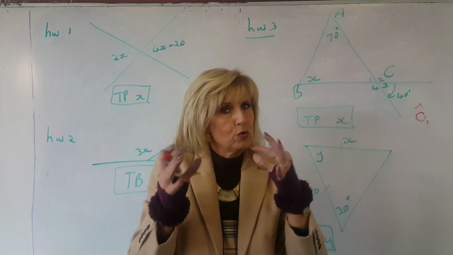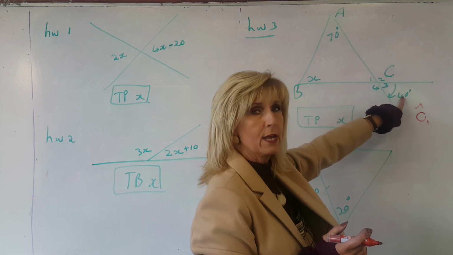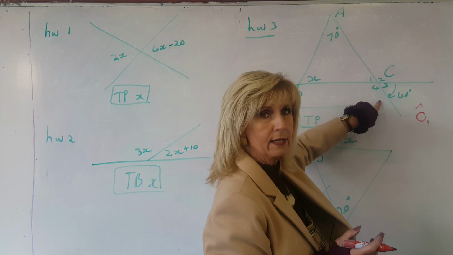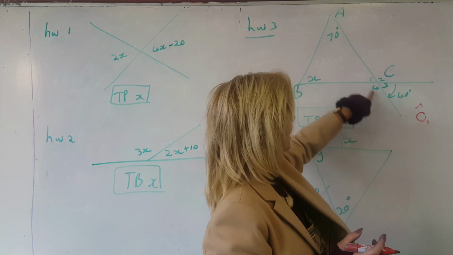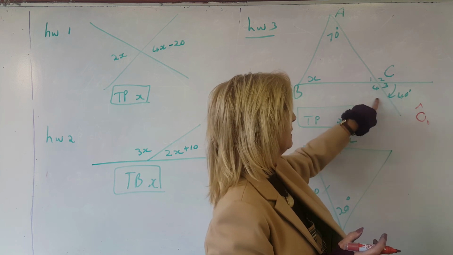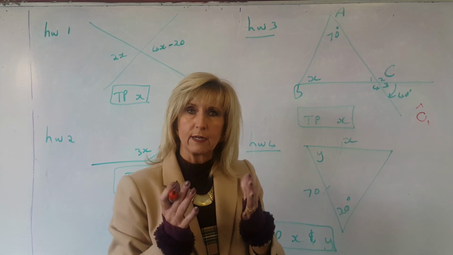Sien jy het hierdie toolbox wat jy moet leer gebruik. But I didn't have to use vertically opposite angles. I could have used straight line. Straight line hierdie kant toe ook, reguit lyn 140. Buitehoek gelyk aan die som van die oorstaande binnehoeke. Of weer 'n keer reguit lyn. Reguit lyn, binnehoeke van 'n driehoek. Kan jy sien hier's 'n paar alternatiewe.